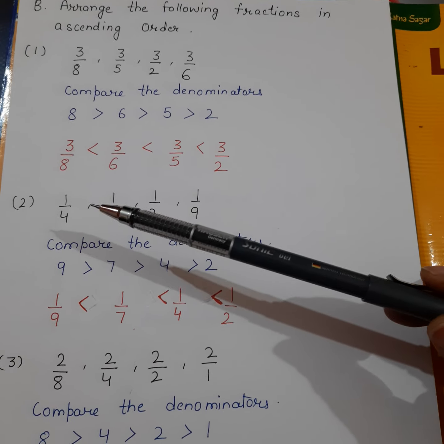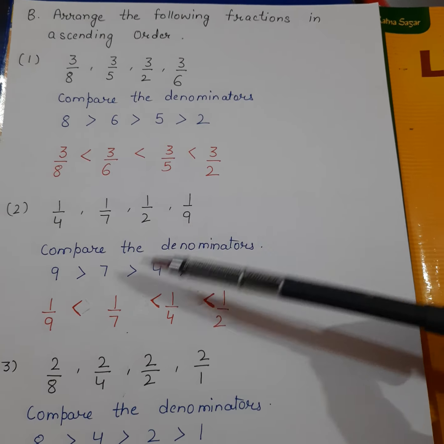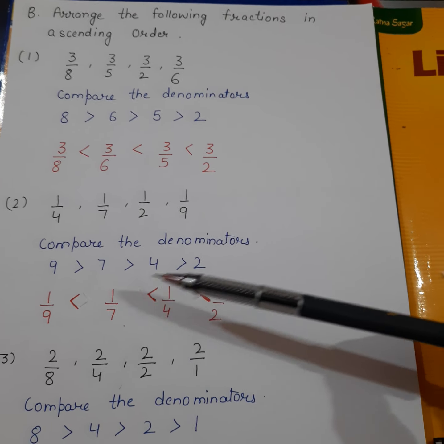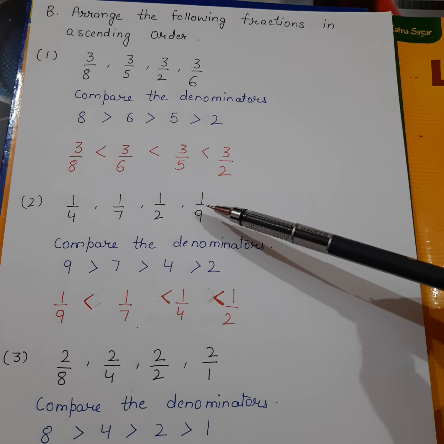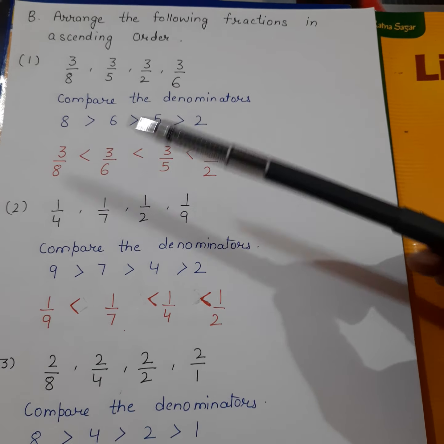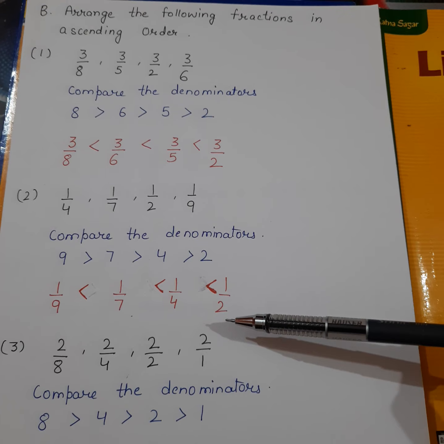Here we have 1 by 4, 1 by 7, 1 by 2, 1 by 9. Numerator same, compare denominators from bigger to smaller: 9, 7, 4, 2. So 1 by 9 is the smallest one. We are arranging in ascending order, meaning smaller to bigger. So 1 upon 9, then 1 upon 7, 1 upon 4, 1 upon 2.